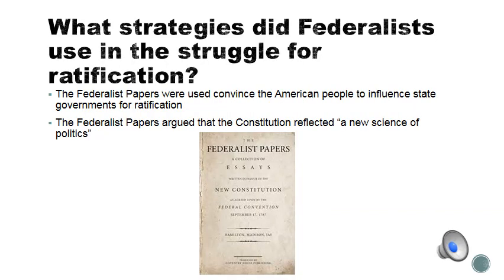So, what strategies did the Federalists use in the struggle for ratification? The Federalist Papers. That is going to be a huge argument that they're going to make. Three men: Alexander Hamilton and John Jay, both from New York, and James Madison from Virginia, are going to write a series of 85 articles, the ones we're reading about in class. These are going to be printed for the state of New York, but they're going to be distributed in all 13 states. And this is going to be used to convince the American people to influence state governments for ratification.